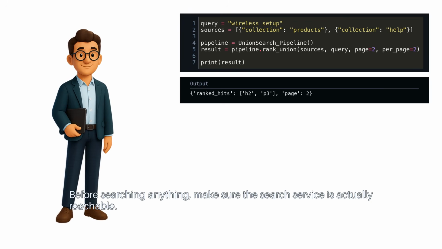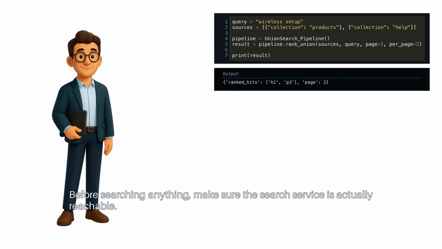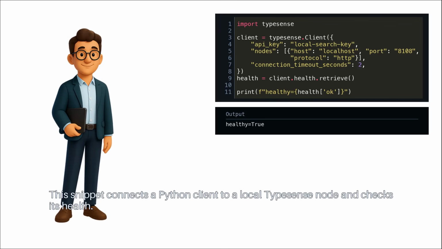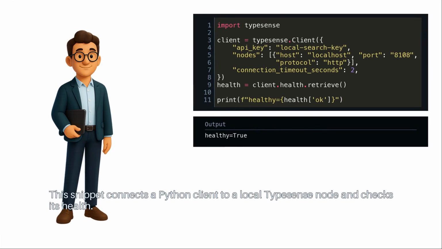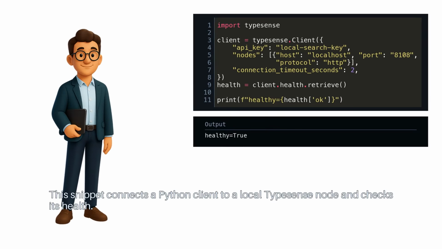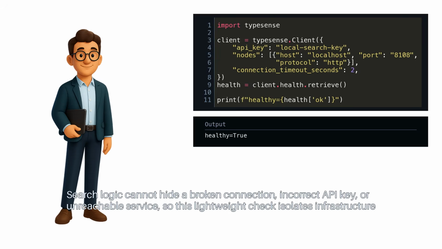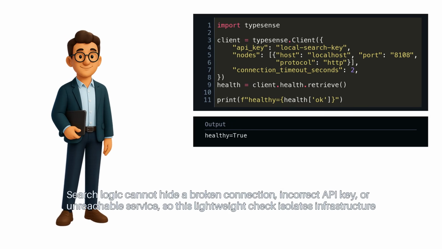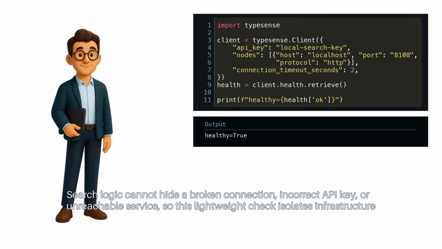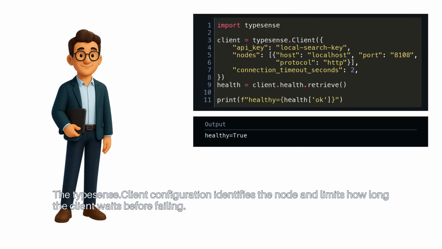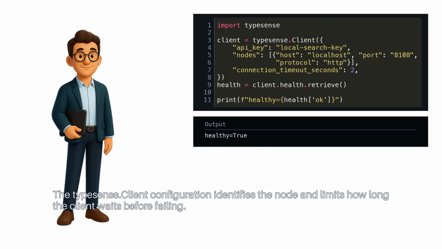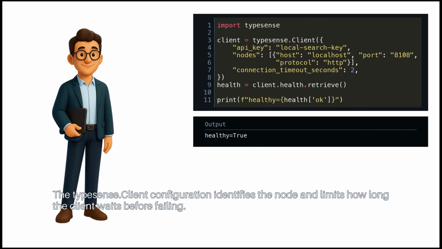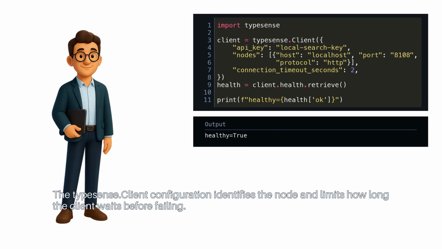Before searching anything, make sure the search service is actually reachable. This snippet connects a Python client to a local Typesense node and checks its health. Search logic cannot hide a broken connection, incorrect API key, or unreachable service. So this lightweight check isolates infrastructure problems first. The typesense.Client configuration identifies the node and limits how long the client waits before failing.